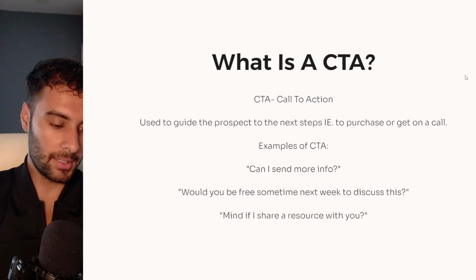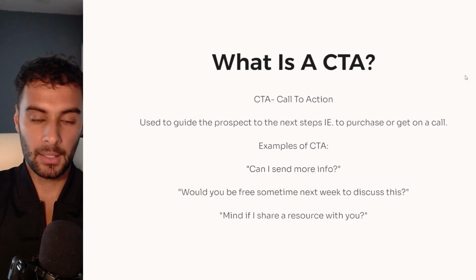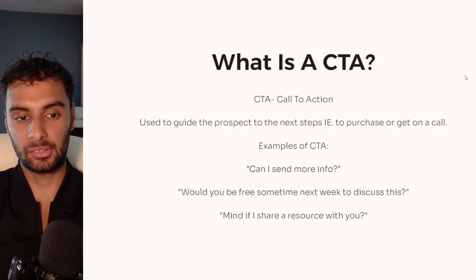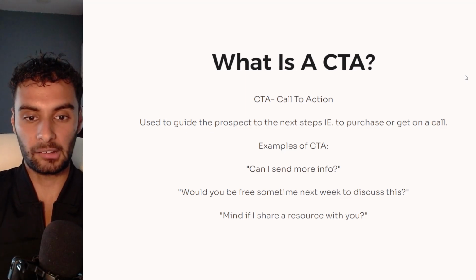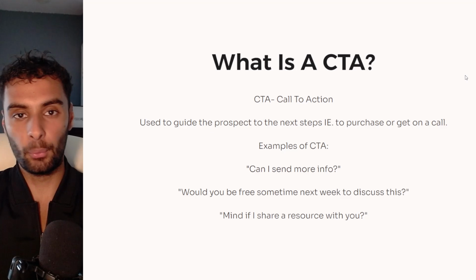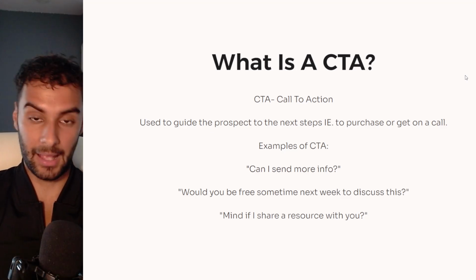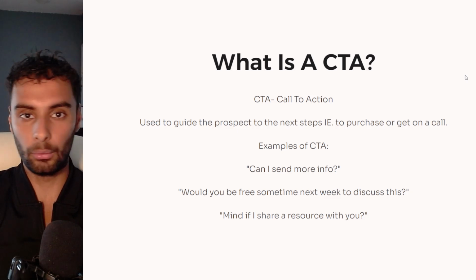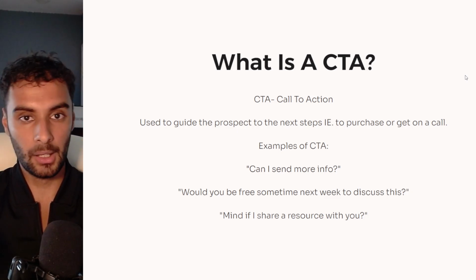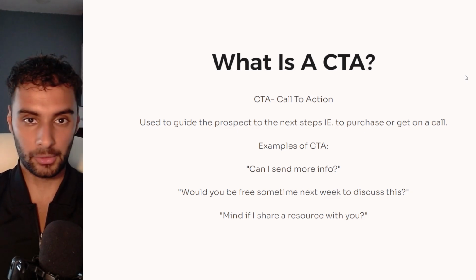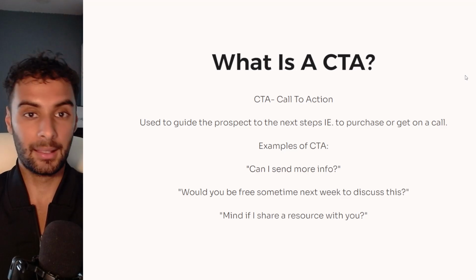So first, what exactly is a CTA? A CTA is basically a call to action, and it's used to guide the prospect to the next step. So for example, to purchase or get on a call. If you watch a lot of ads or look at billboards, the CTA at the end of the ad will be like, call this number now and you can get your free weight loss program. That is basically a CTA.